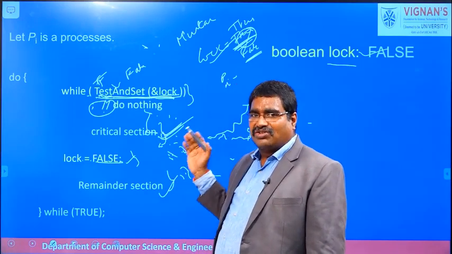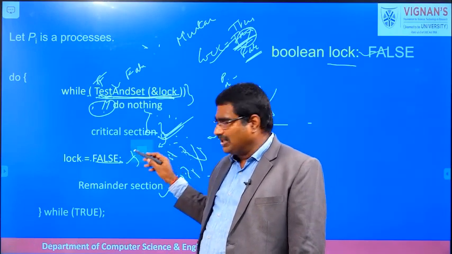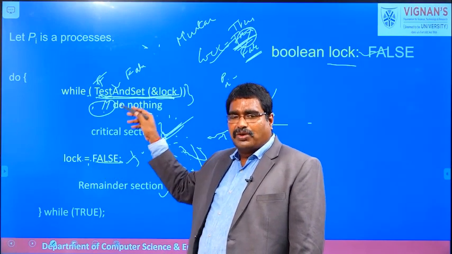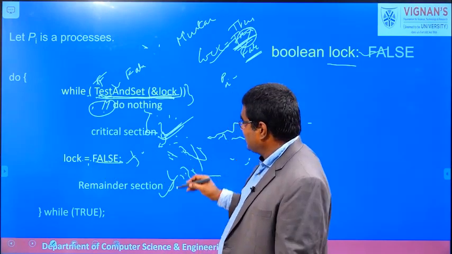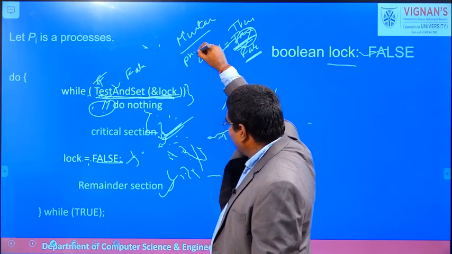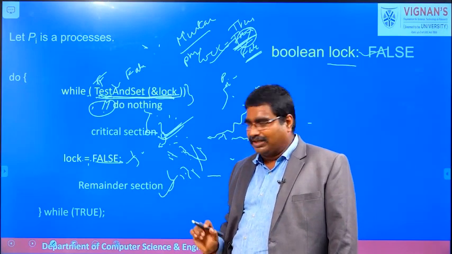Similarly, it also satisfies the progress condition. The reason is once the process completes the critical section execution, false is assigned to the lock variable, and automatically one of the waiting processes is allowed to enter its critical section. So this algorithm satisfies the mutual exclusion as well as the progress. Now we try to verify whether the algorithm satisfies the bounded waiting or not.